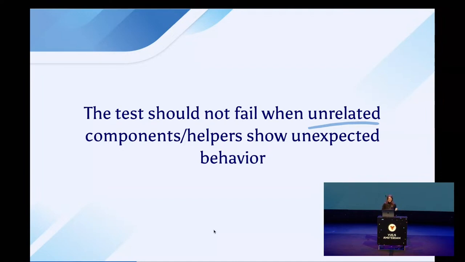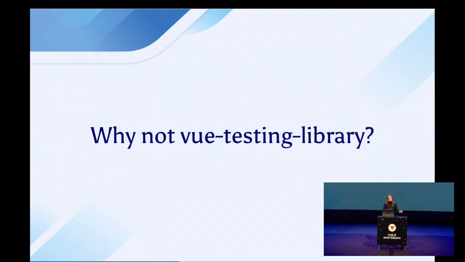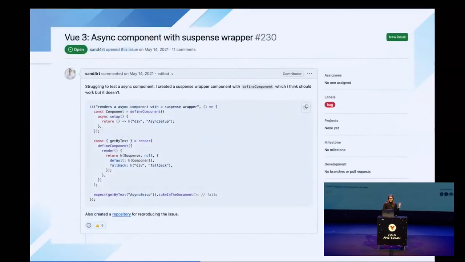So with this definition, we can start, and we will be using Vitest and Vue Test Utils. You may ask, why not Vue Testing Library? This was in the previous documentation. We had Vue Testing Library, and we even stated that Vue Testing Library is for common cases, for people who start with tests, while Vue Test Utils is for advanced cases. Well, apparently Vue Testing Library does have an issue with the Suspense wrapper. So we removed this from the docs, and we recommend Vue Test Utils for unit testing from now on.